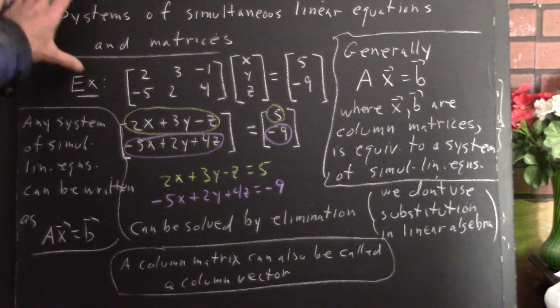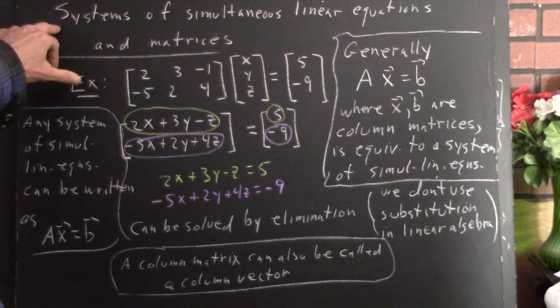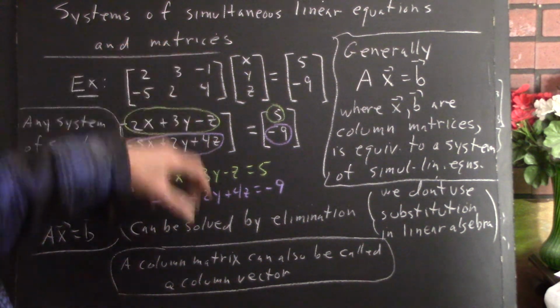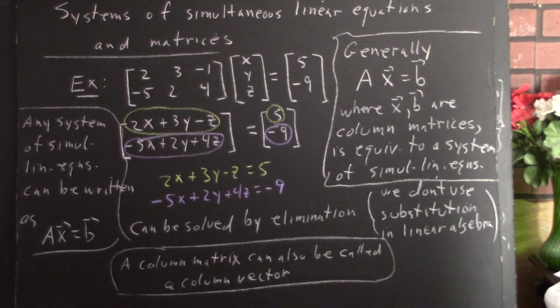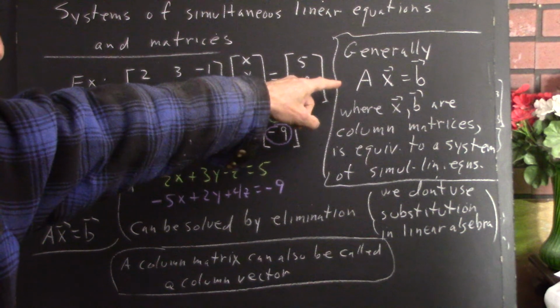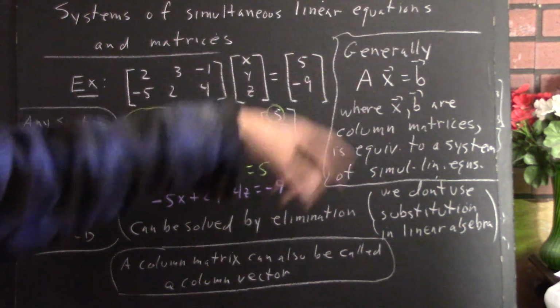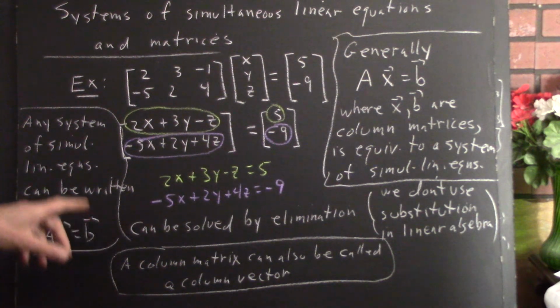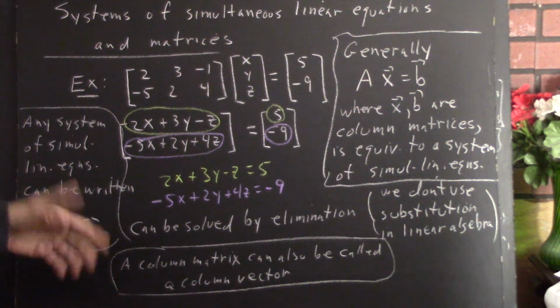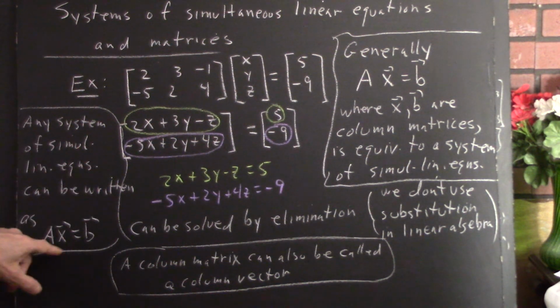Okay, so big deal. Systems of simultaneous equations and matrices are basically equivalent. If you've got a matrix product with column vectors, you can write it as a system. If you've got a system of simultaneous linear equations, you can write it as a matrix product.